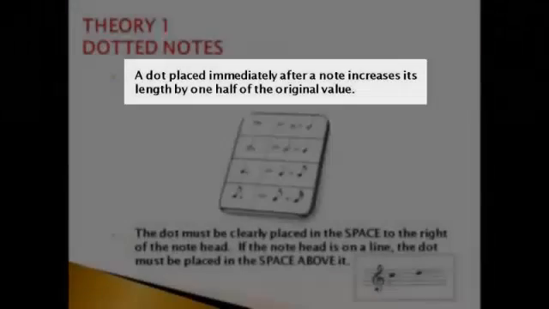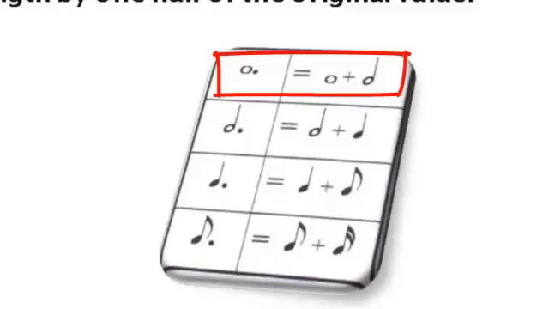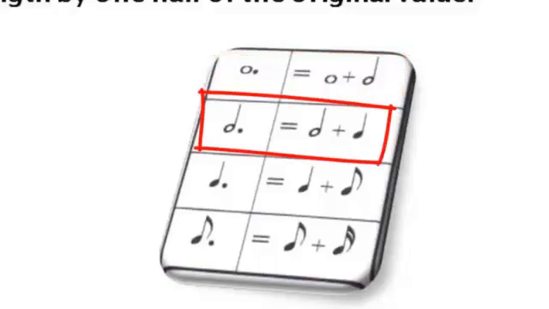When you have a dot placed immediately after a note, that dot increases the length of that note by half of its original value. Sounds a little confusing, doesn't it? If you have a dotted whole note, that's equal to a whole note plus half of a whole note, which is a half note. So that means you would hold a dotted whole note for a whole note plus a half note.